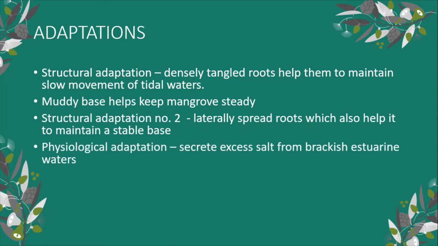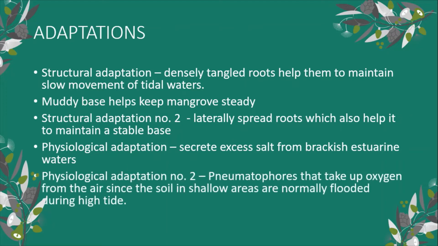A physiological adaptation of the mangrove is its ability to secrete excess salt from brackish estuarine waters through special glands in its leaves by a process which leaves salt crystals on the leaves' upper surface. Another physiological adaptation is their aerial roots, called pneumatophores, that take up oxygen from the air for the roots since the soil in shallow areas is normally flooded during high tides.